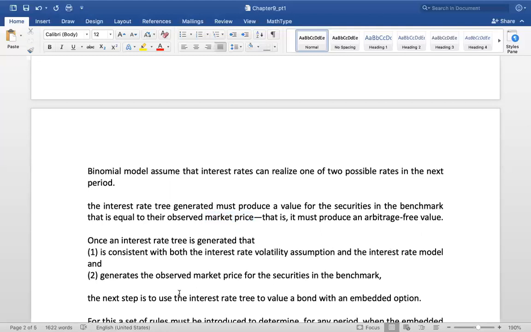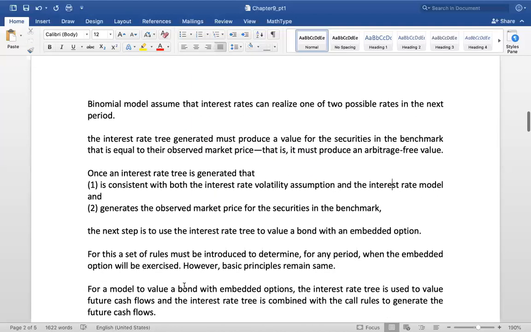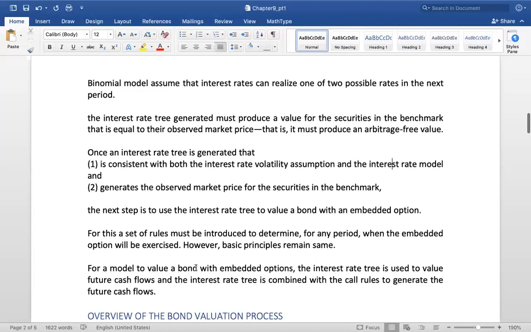The next step is to use the interest rate tree to value a bond with an embedded option. For this, a set of rules must be introduced to determine, for any period, when the embedded option will be exercised. However, the basic principle remains the same. What is the basic principle? The basic principle is that the value of the bond is the present value of future cash flows, right? But we have to introduce some set of rules about when that embedded option will be exercised by the issuer or the investor, whoever had that option.